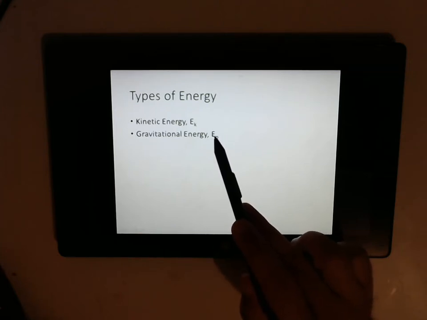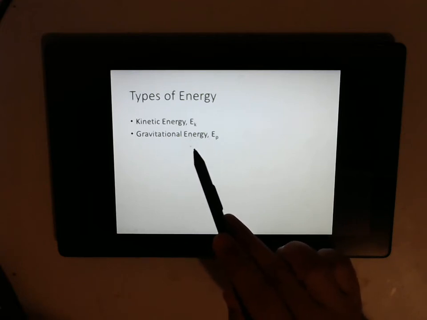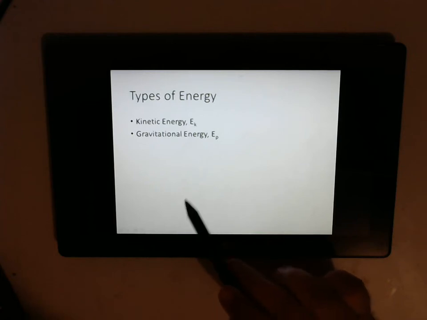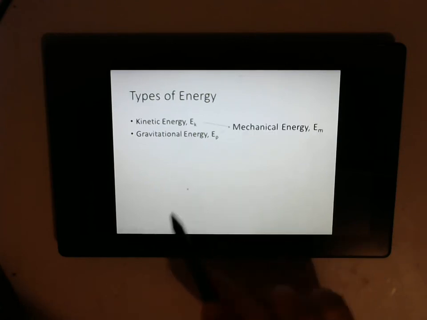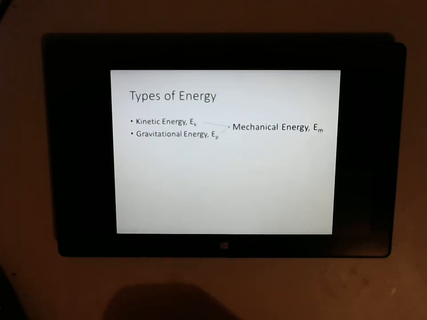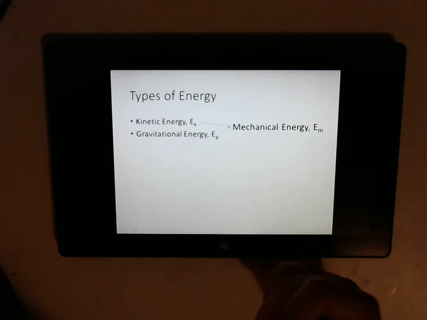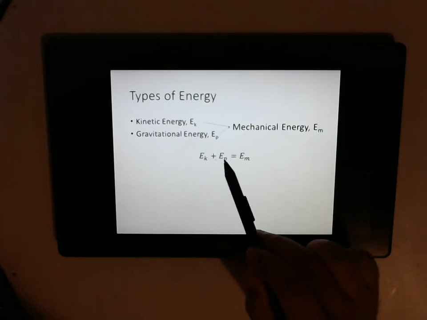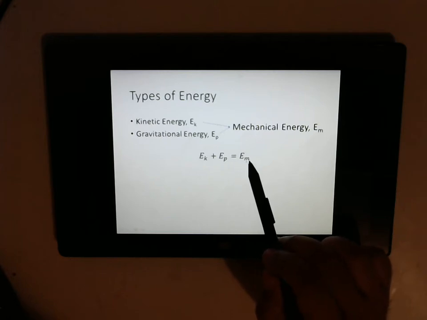Some texts like to write EGPE. Some texts will just call that whole thing potential. So just be careful about that. Now, collectively, these two are going to be called mechanical energy because they both deal with motion and position of an object. Now, the total mechanical energy something has is just the sum of these two things. Kinetic energy plus potential energy equals mechanical energy.